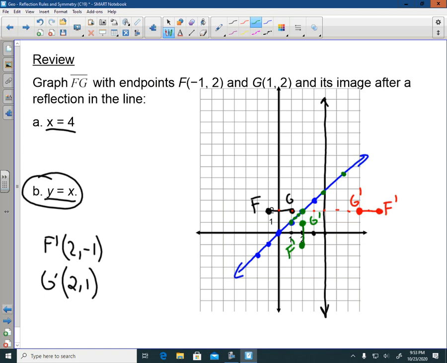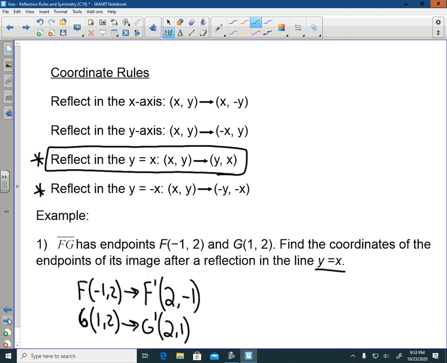That's how you do these. If your lines are vertical or horizontal, you can pretty much reliably count. But if your line has any slope whatsoever, you're going to need a rule. And we have a rule for y equals x and y equals -x. There are other rules, but we're not going to study them. These are the ones that you need.